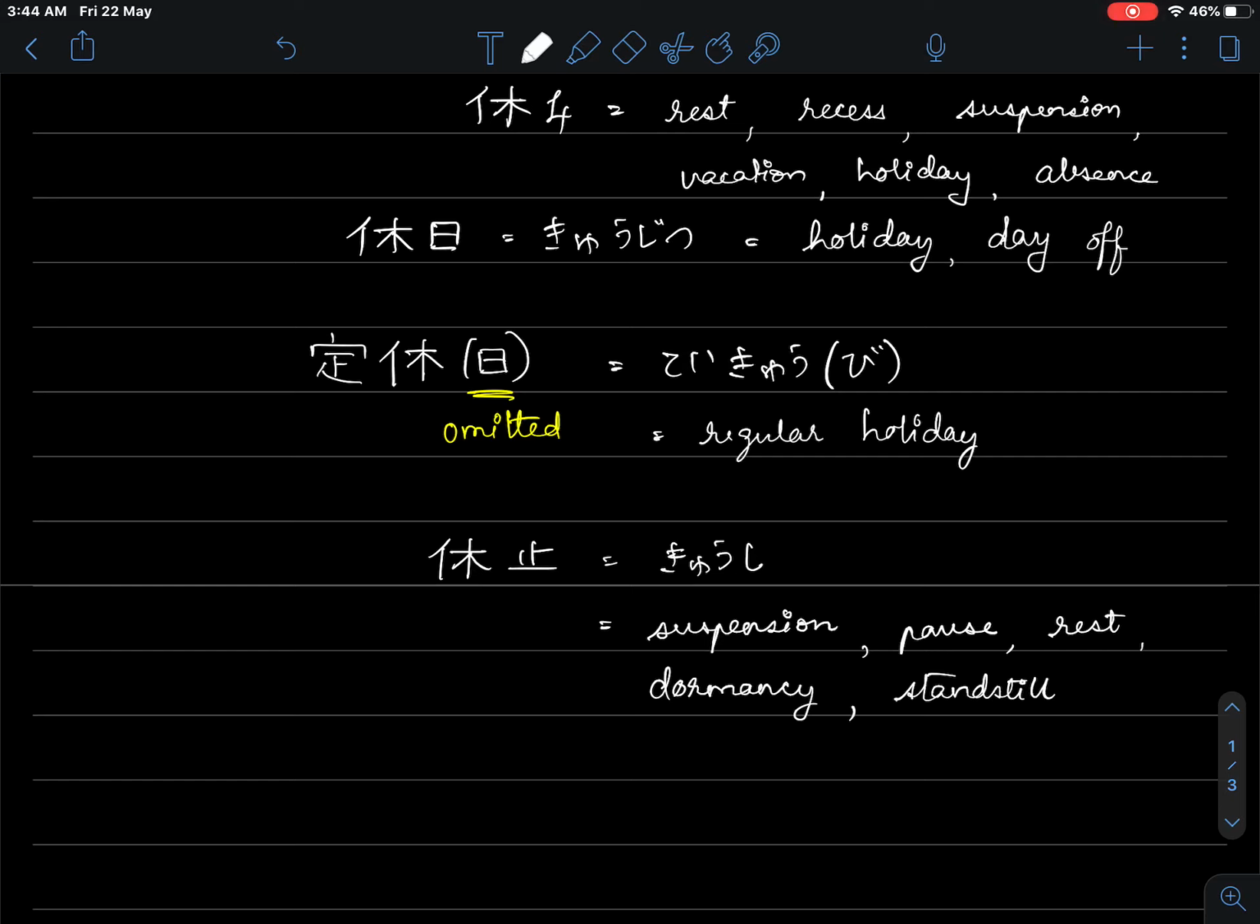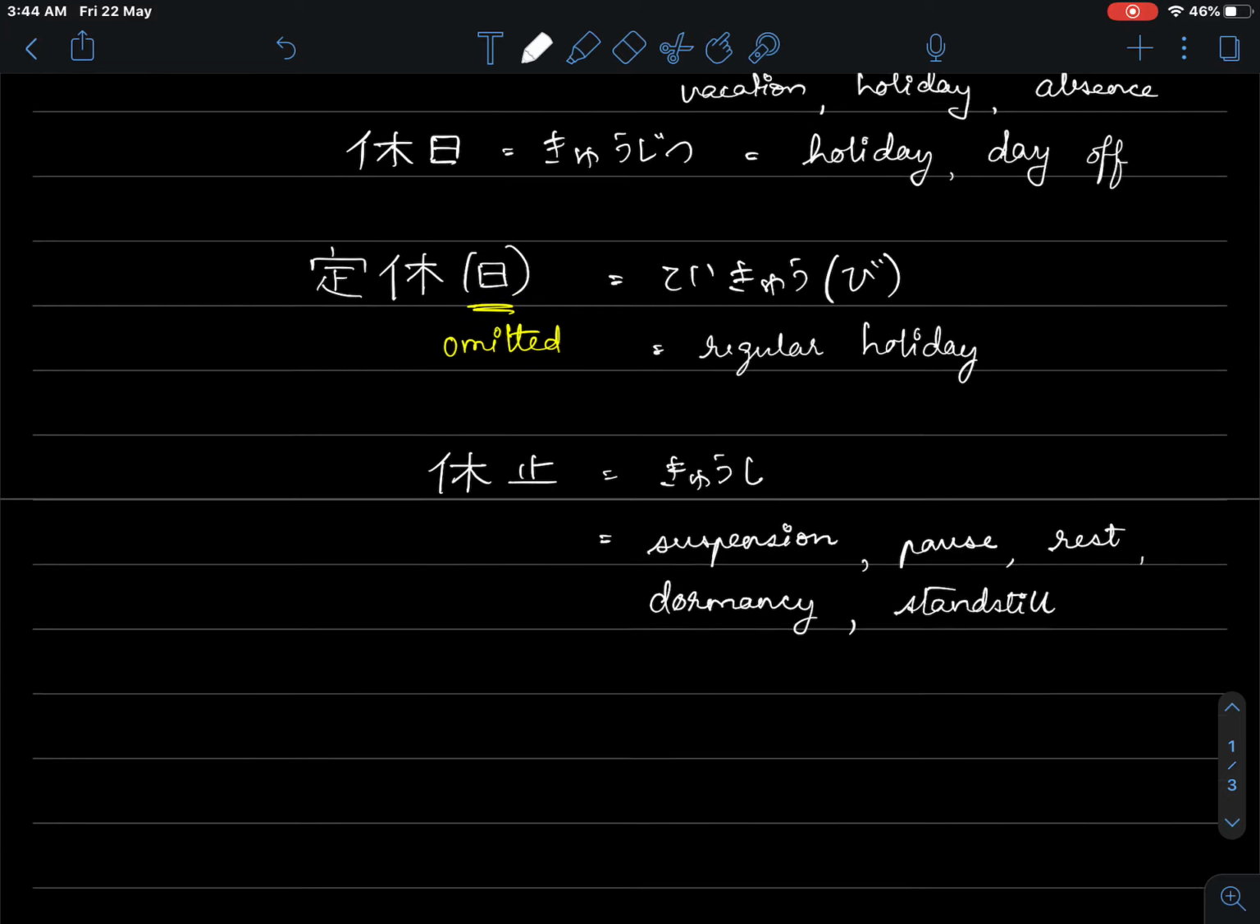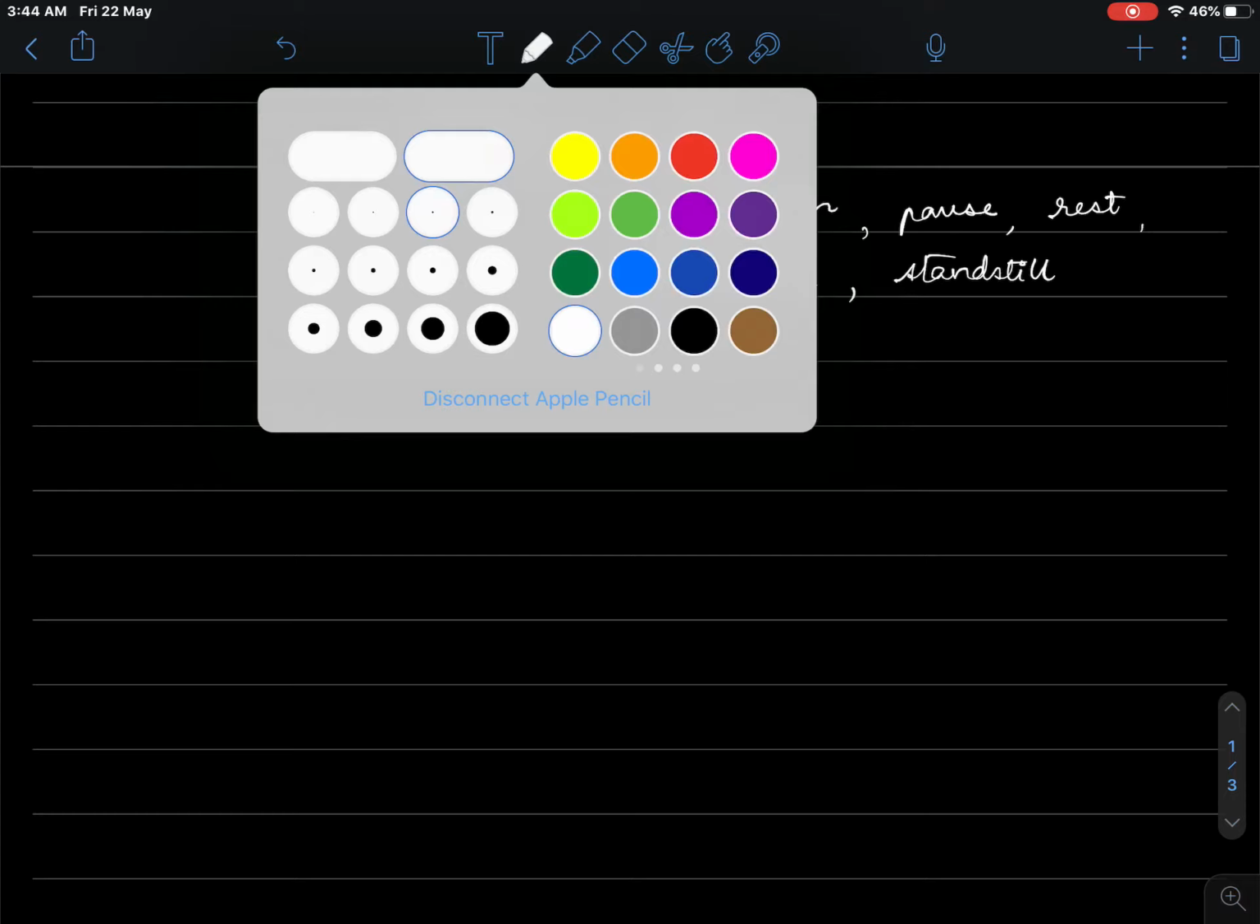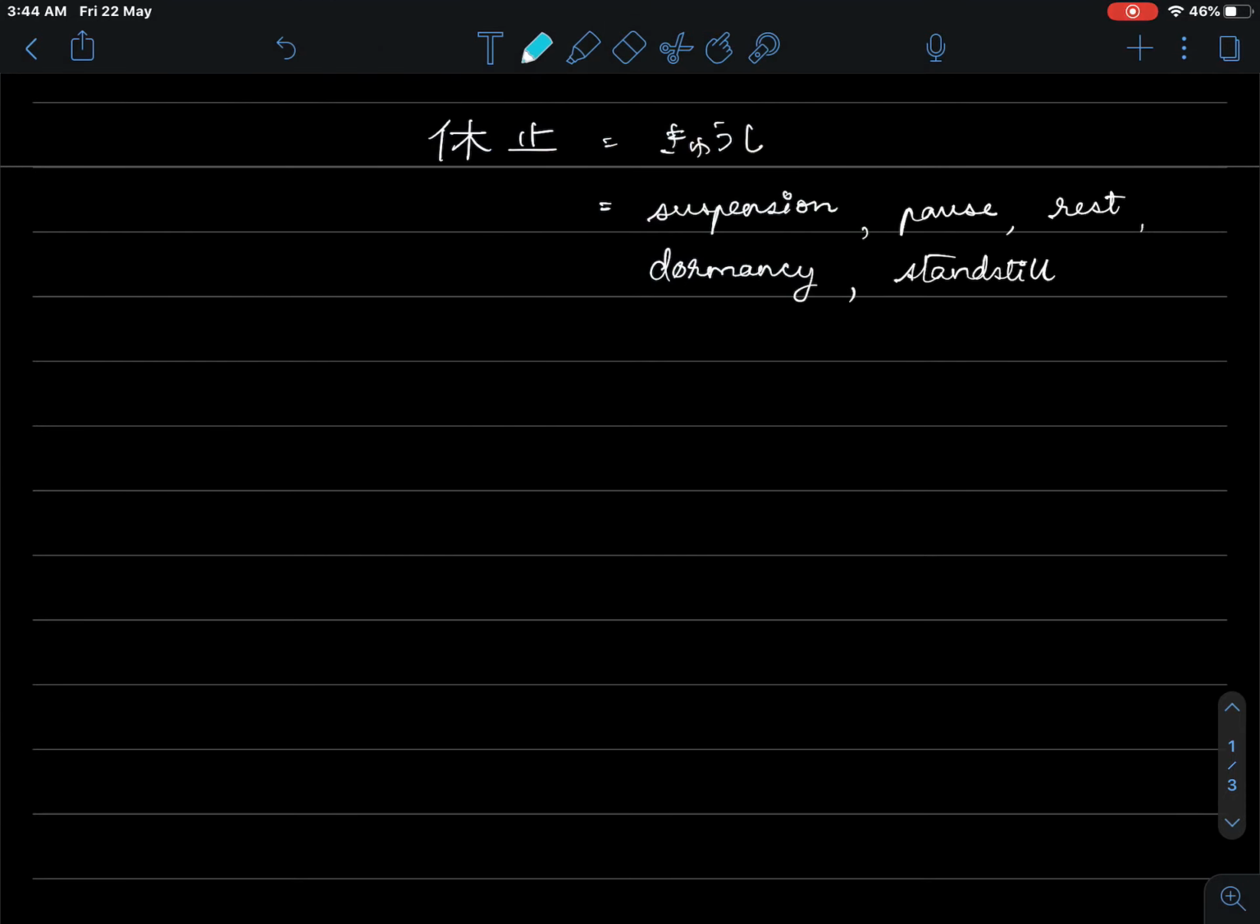You will be able to understand from the context whether you're talking about the kanji as rest or the kanji as suspension. Sometimes you can have both meanings coming together as well. So okay, let's go to the next kanji, kanji number 62. Very similar to this kanji in appearance at least.